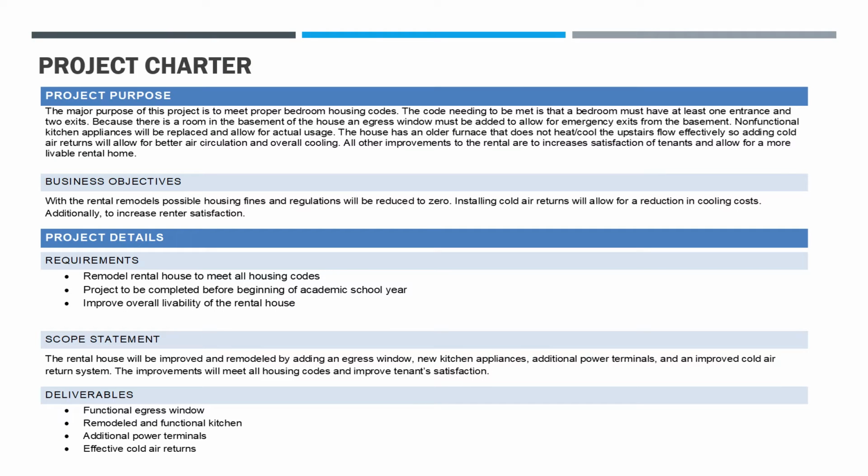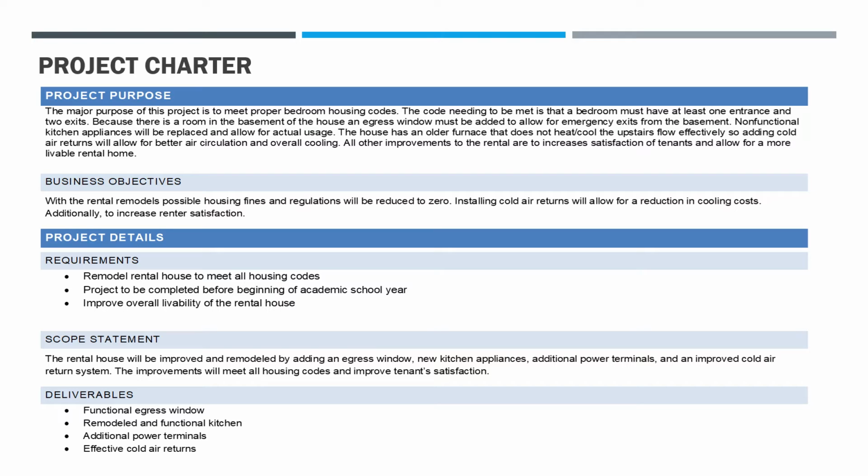All right, next we're going to get into the project charter. So to begin with, the project charter is the project's purpose. The major purpose of this project is to meet proper bedroom housing codes for the basement bedroom. The code needing to be met is that a bedroom must have at least one entrance and two exits. Because there is a room in the basement of the house, an egress window must be added to allow for emergency exits from the basement.